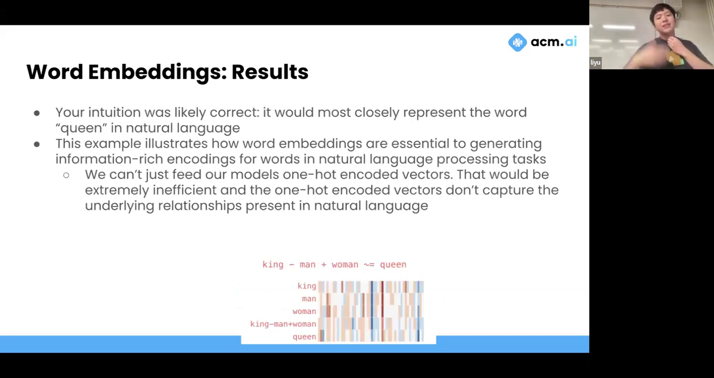Your intuition is correct. This example illustrates how word embeddings are essential to generating information-rich encodings. That's the term we use, information-rich encodings, because what you can do is something called a one-hot encoding. Let's say we have 10,000 words in our dictionary. If the very first word is the word queen, then we can represent that word with a 1 in the very first dimension and 0 in all the other dimensions. And then the second word will be, say, king, and there'll be 0 in the first dimension, 1 in the second dimension, and 0s in all the other dimensions. We call that one-hot encoding.